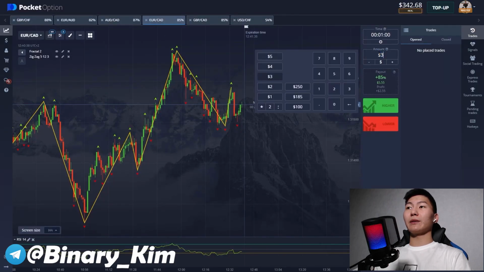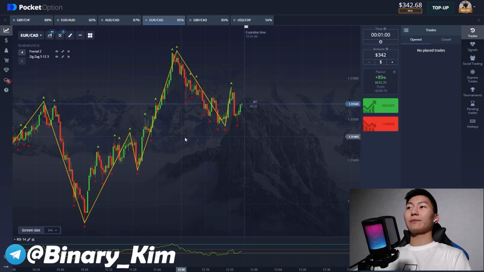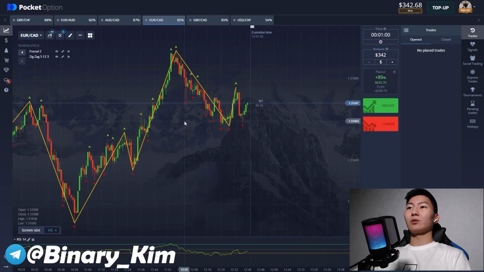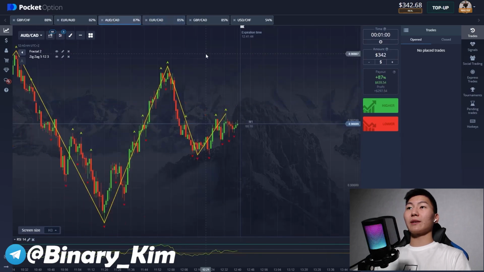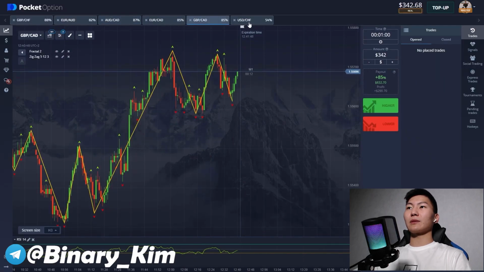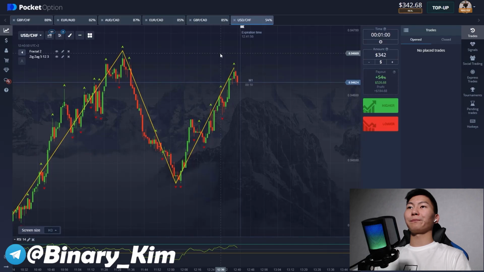We got $300 on our balance. It took us a few minutes to get such a result, and let's find another currency pair for the most successful trade entry.